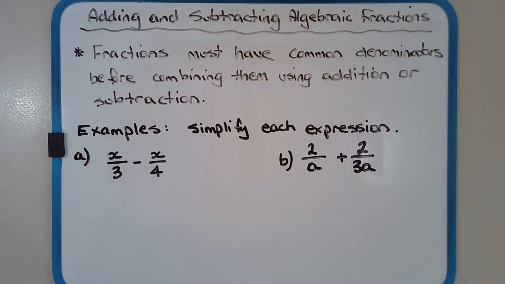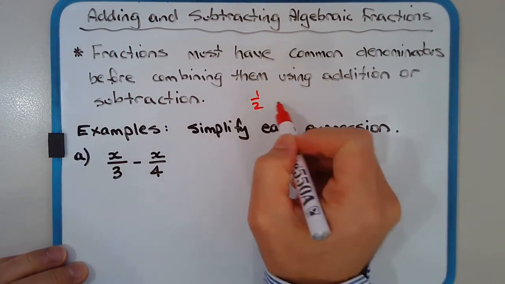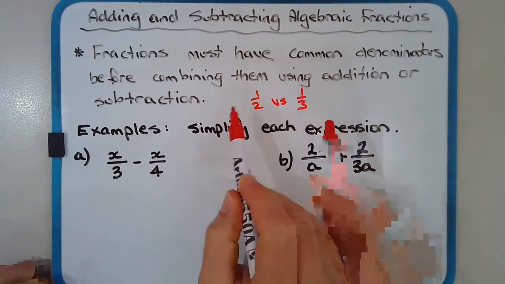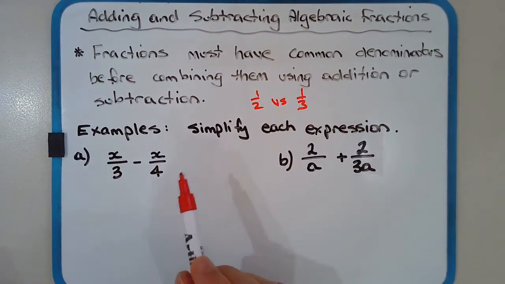Now, for adding and subtracting algebraic fractions, the rule is very simple. Any fraction, doesn't matter whether it's algebraic or numeric, in fact, must have common denominators before combining them using addition or subtraction. That even includes comparing two fractions. So if you wanted to compare, for example, 1/2 with 1/3, you cannot compare those two fractions, I might just write them here, so versus 1/3, unless the denominators are common.